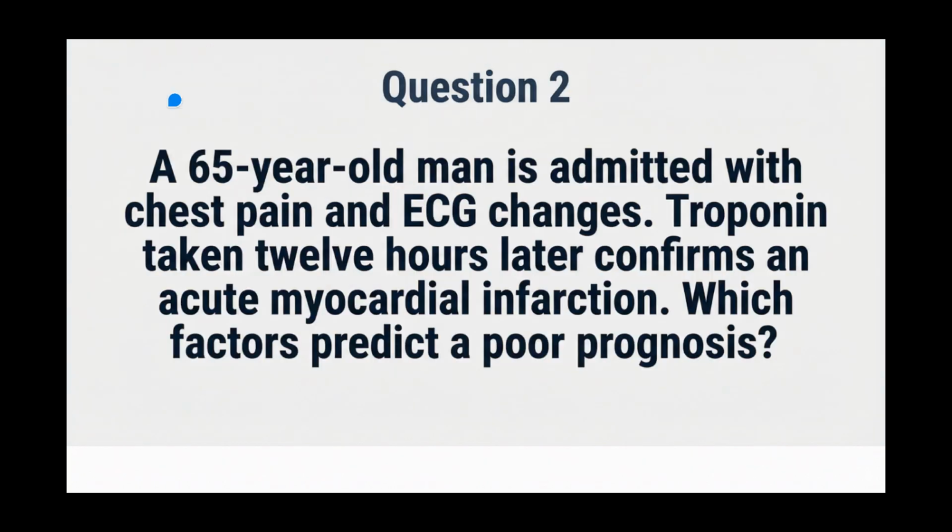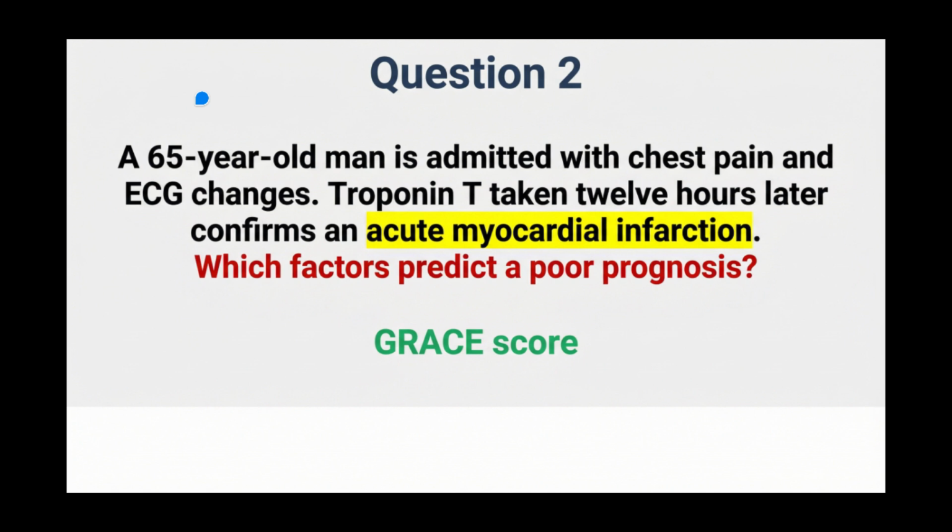A 65-year-old man is admitted with chest pain and ECG changes. Troponin T taken 12 hours later confirms an acute myocardial infarction. Which factors predict a poor prognosis? Poor prognosis in acute coronary syndrome is best predicted using the GRACE score.